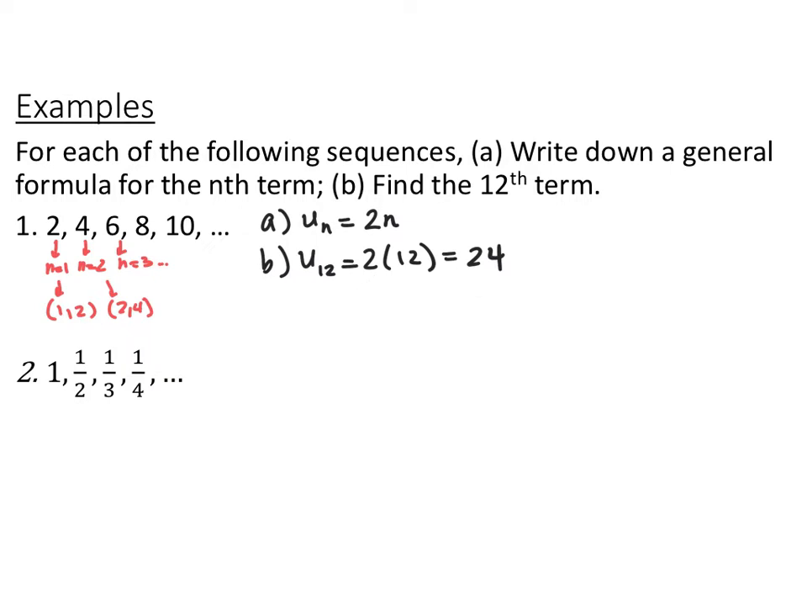So see if you can do the same thing for number 2. Find the pattern, write it in terms of your x or your nth value, and then find u sub 12. So for this one, every single time it's just 1 divided by whatever n is. So u sub n is 1 over n, so therefore u sub 12 would be 1 over 12. So this is a sequence, just a list of numbers. They follow a pattern. A lot of times you can create a general term for this pattern, and then you can find a specific term in that sequence.